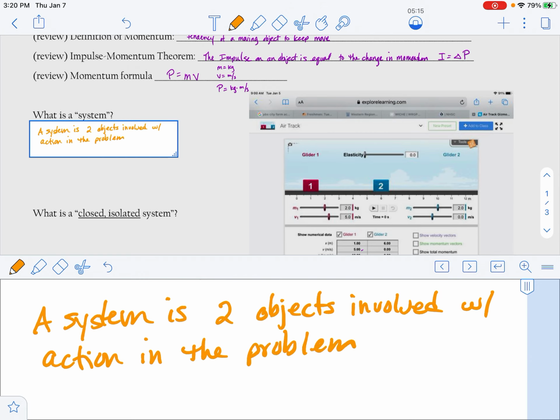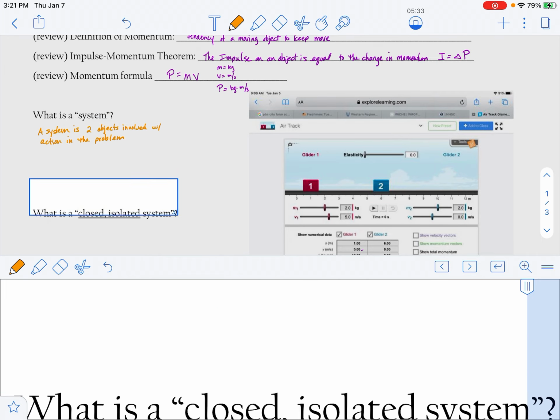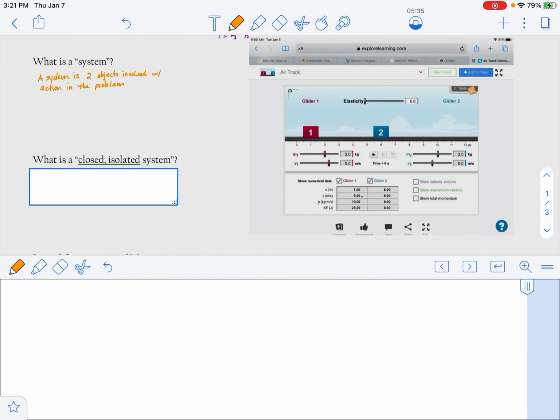That's kind of vague, isn't it? Well, what that means is in this particular problem, we're going to have these two gliders run into each other, okay? So the action is going to be a collision. So these two things, glider 1 and glider 2, are part of our system here, and they're part of the system because they're the ones that are going to be moving around.